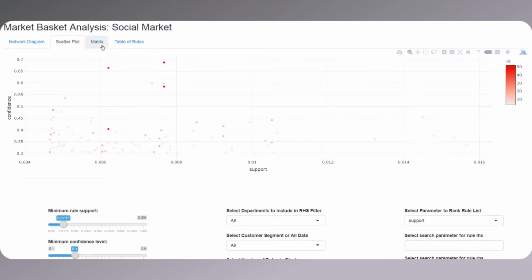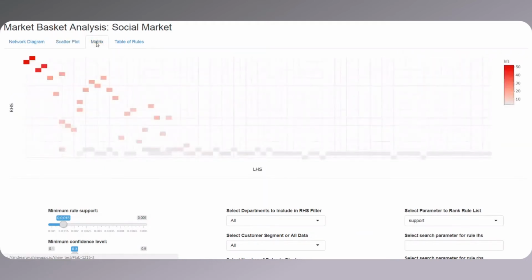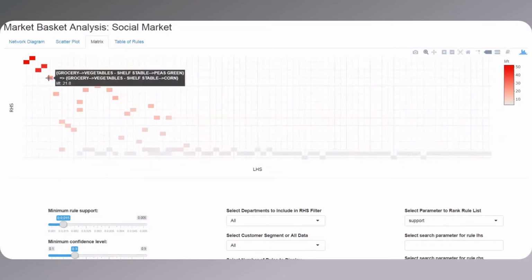Another way to look at the patterns in these rules is in matrix form. And what's helpful about matrix form is it highlights where we have products that repeat again and again in the association rules. So in this case, we have the right-hand side of the rule along the vertical axis and the left-hand side of the rule along the horizontal axis. So each little rectangle represents one intersection between products on the right and left-hand side of a rule.